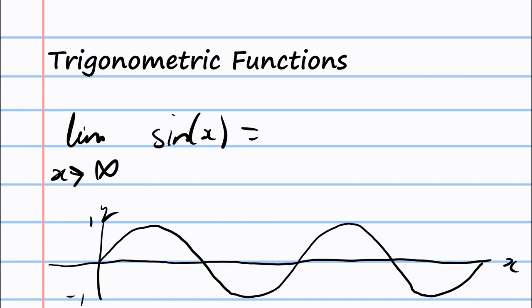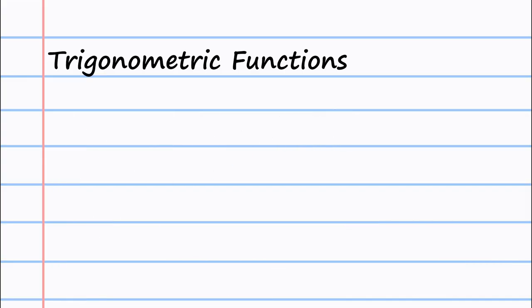Does sine of x converge to any specific value as x approaches infinity? No, it doesn't. So we would say that the limit doesn't exist. So the thing is, trigonometric functions are cyclical, right? They don't converge to any value. They're always repeating, okay? So it's important to know that when you're finding limits at infinity for trigonometric functions, you have to consider the possibility that they don't exist because they always oscillate.